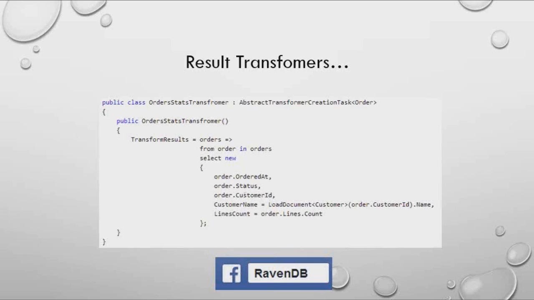Result transformers get picked up by the index creation call, so you don't have to change anything. You still have the index creation call that goes and scans your assemblies and looks for the appropriate classes. It executes them against the database and creates them if needed.